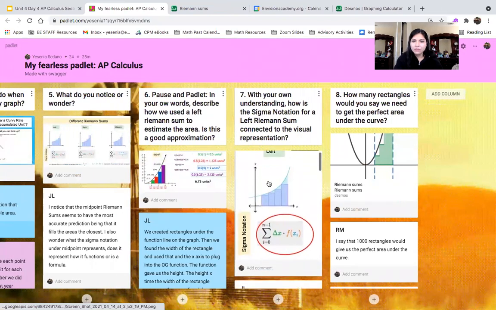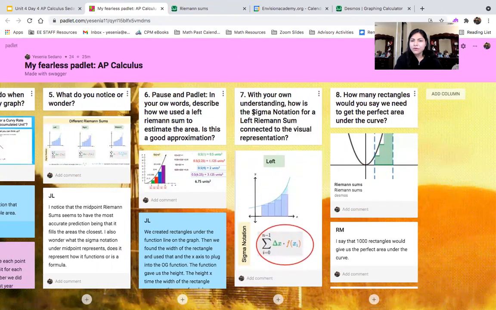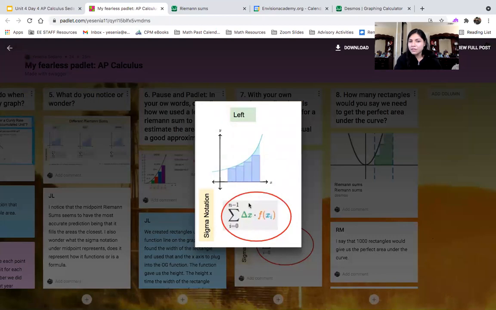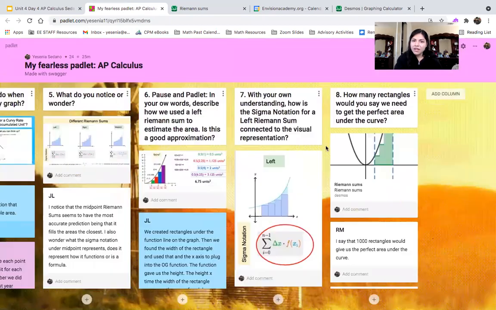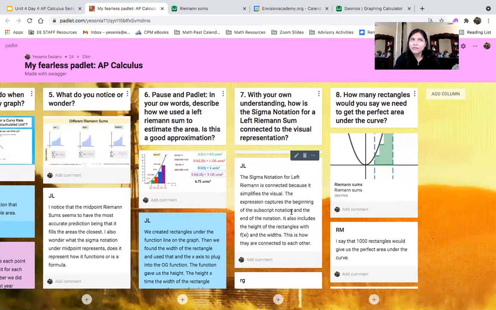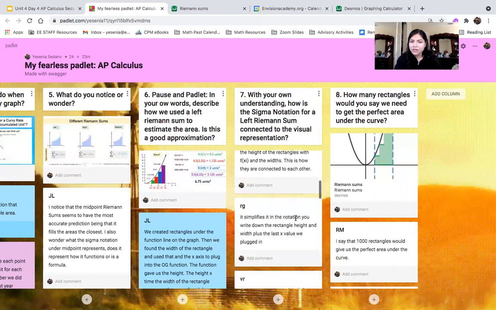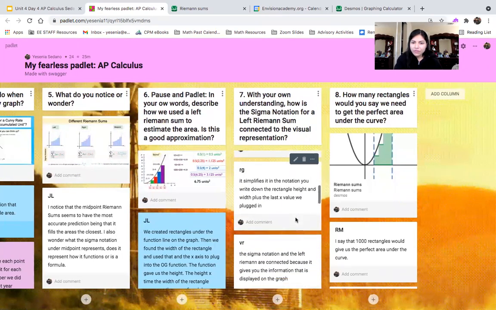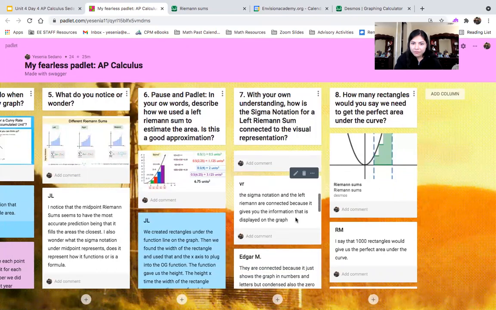So we were on column 7, and I asked you, with your own understanding, how is a sigma notation for the left Riemann sum connected to the visual? So basically, how is this connected to this? And in general, the whole class had a very unified understanding of the connections. A lot of you mentioned the height of the rectangles, the subscript notation being connected with how we start and how we end. So take a look at the commonalities there.